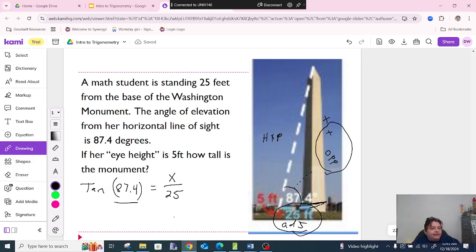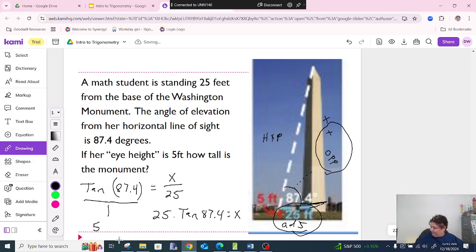So I'm going to place this over 1 and cross multiply. Then I get 25 times tangent 87.4 has to equal x. And what do I get for that answer? What's 25 times tangent 87.4? What is it?